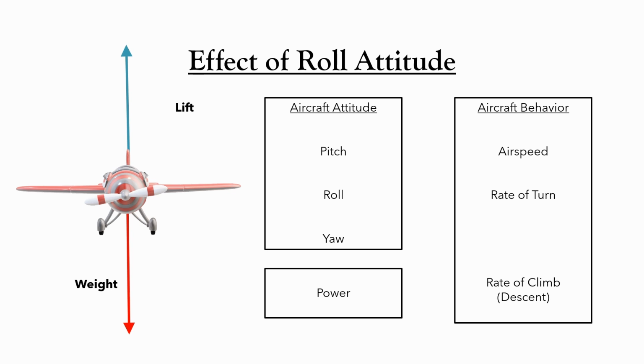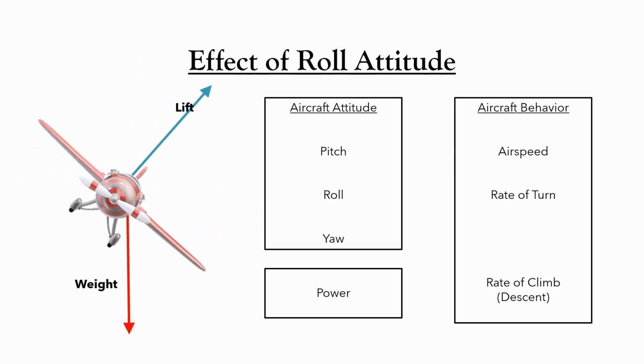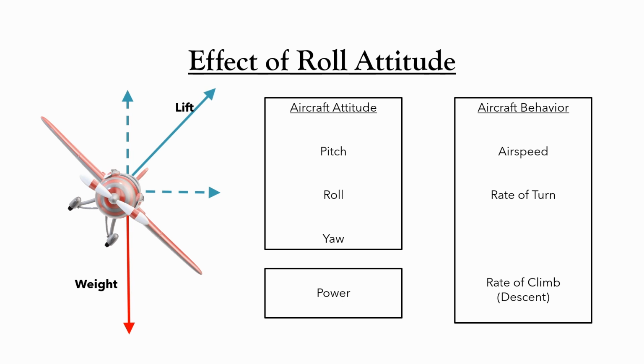Now let's consider the effect of roll attitude. When an aircraft banks, the wing lift vector has a vertical component and a horizontal component. The horizontal component causes the aircraft to change direction of motion, or in other words, it causes it to turn. If the magnitude of the lift vector stayed the same, the vertical component would not be sufficient to counteract weight anymore. Therefore, unless other controls are used, the aircraft will start to descend. Therefore, roll attitude has a secondary effect on the rate of climb.